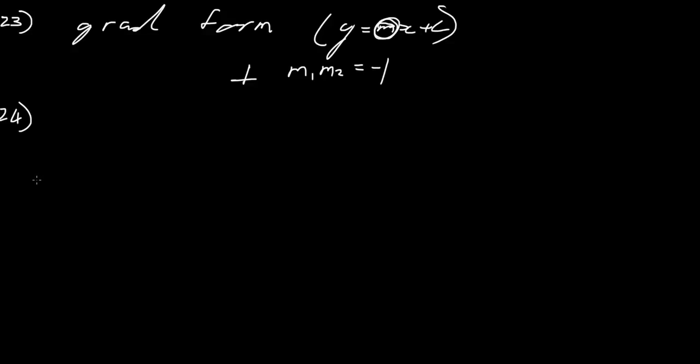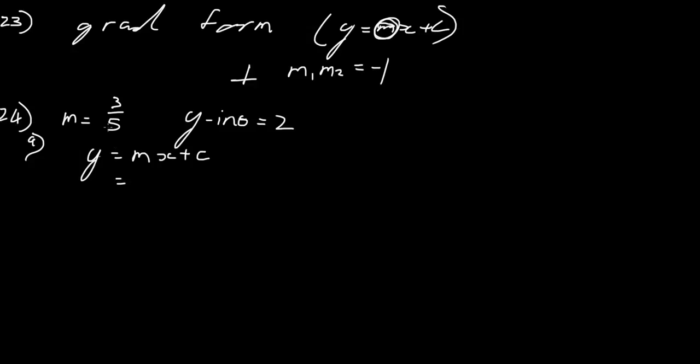It says calculate the equation of straight lines with gradient equals 3 over 5. This is 24a, by the way. Gradient equals 3 over 5, y-intercept is equal to 2. This is very easy. Because they don't say what form to put it in, we just use our gradient form, y equals mx plus c. m is given as 3 over 5, so it's 3 over 5x, plus the y-intercept is c, so that's just 2. Done. Same for 24b. Very easy.